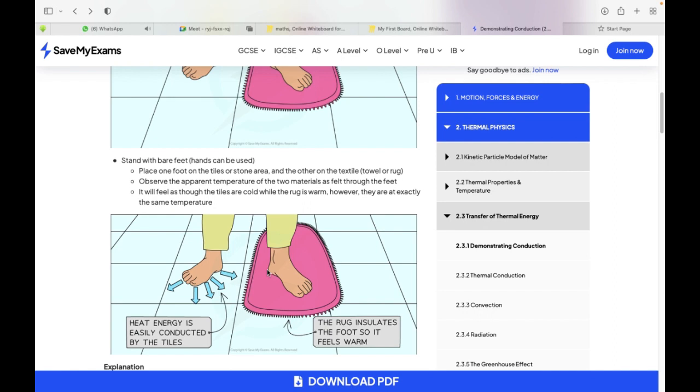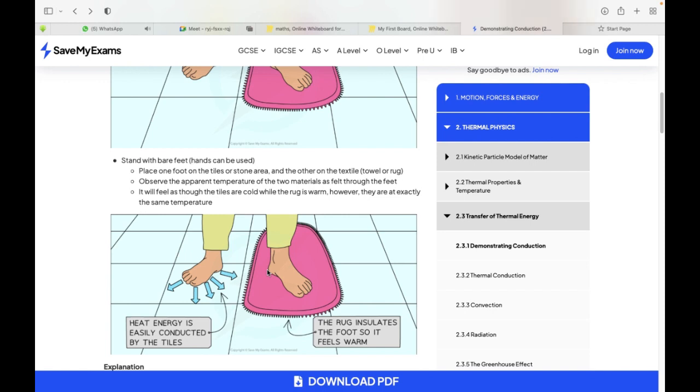So you stand barefoot, or you can use your hands. Then you place one of your feet on the tiles or the stone. Either you use a stone floor or tile floors. You put one of your feet on it, and then the other foot on the towel or the textile that you're using. Then you do your observation.